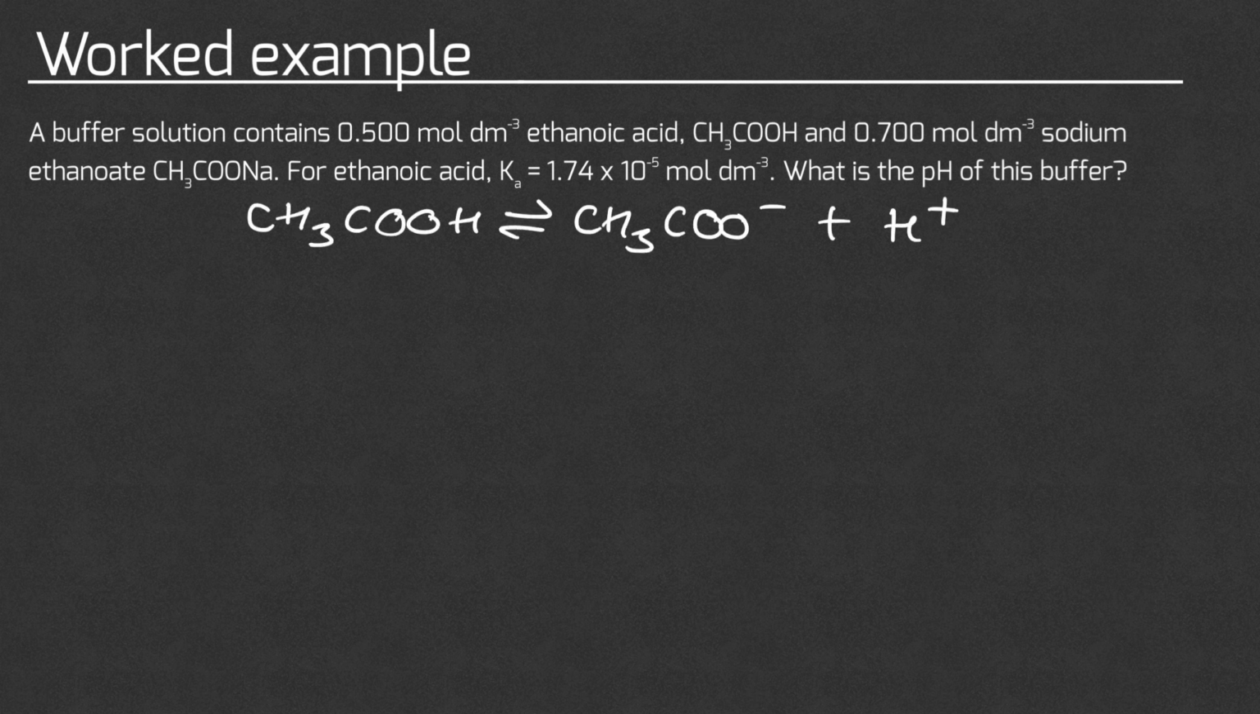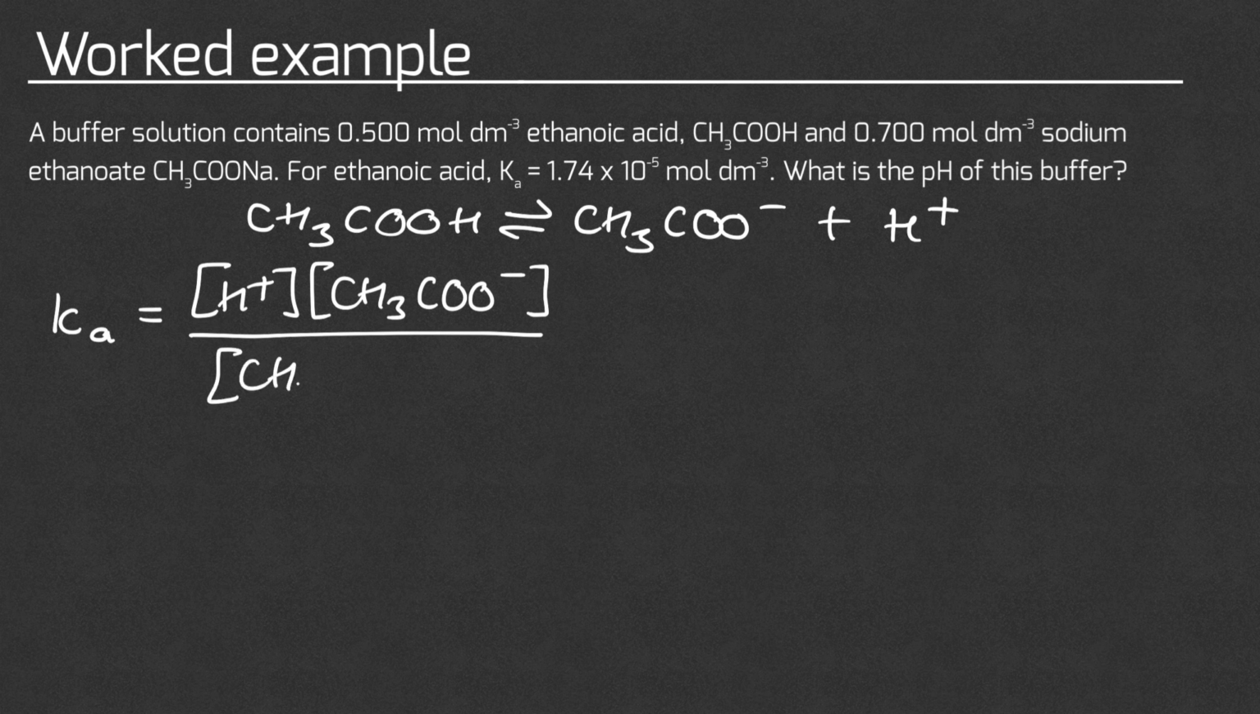Once we've written the equilibrium of the buffer solution, we can now turn this into the Ka equation for the weak acid. And we should be quite familiar with writing Ka equations now. We're now going to look at how we can work out what the concentration of each of these are.